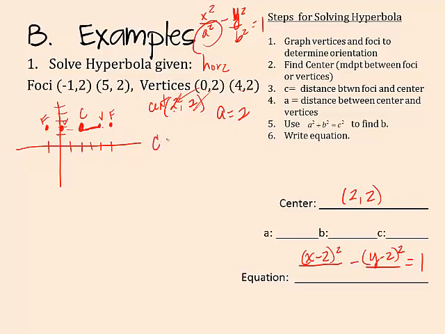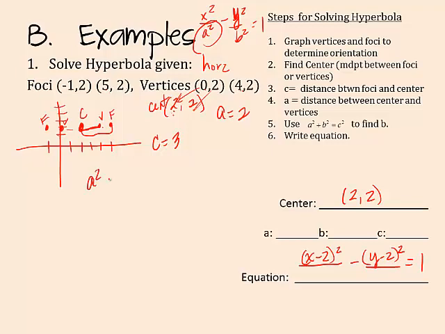Now, c is the distance between the center and the foci. All right, so I'm looking at this distance now. What is the difference between either end of this? It doesn't matter. From (5, 2) to (2, 2), what's changing? The x-coordinate is changing by 3, right? From the center, it has to move 3 spaces to the right, 3 spaces to the left to get to the foci. So c is 3.